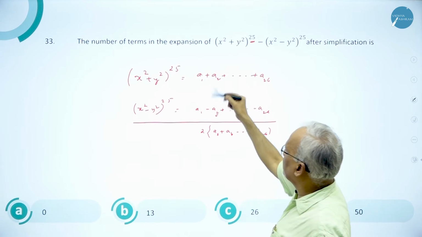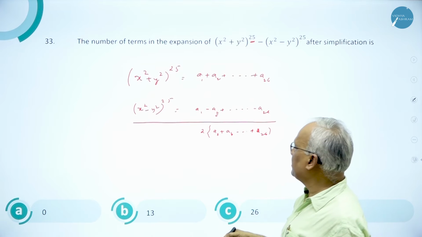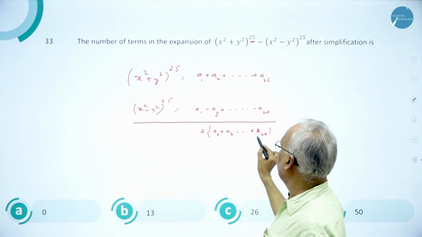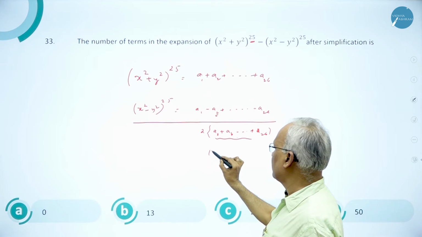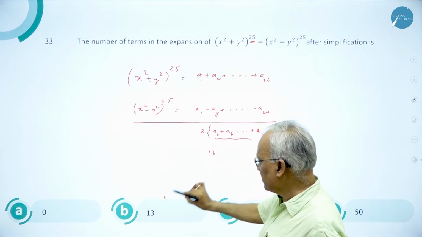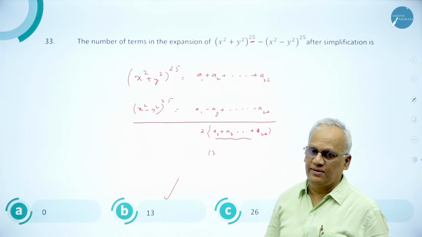So there are 26 terms, out of which 13 terms cancel. So you get exactly 13 terms, a2, a4, etc., a26. So there are 13 terms. Very easily you can say the number of terms is 13.